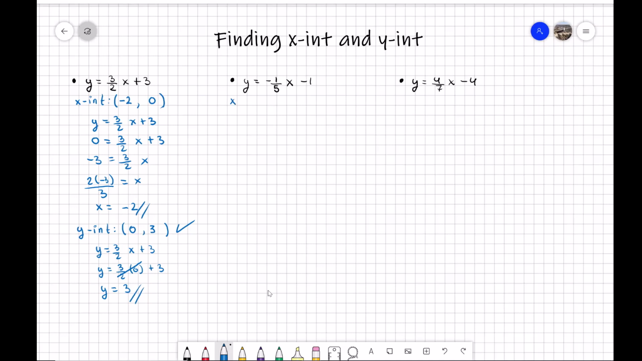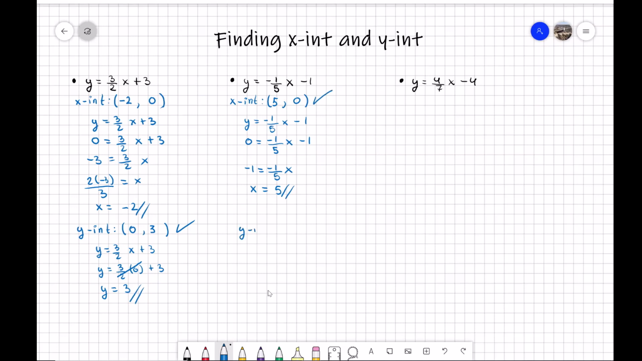Now for the second function, we apply the same method. So we need to find the x-intercept. We know that the y-coordinate is always equal to 0, so we need to find what is the x-coordinate. Again, we use the same function, which is y equal to negative 5 over x minus 1. We replace y with a 0, and we end up with 0 equal to negative 1 over 5x minus 1. So we have minus 1 equal to negative 1 over 5x, and we have that x is equal to 5. So that's our x-coordinate, 5, and we just found the x-intercept.